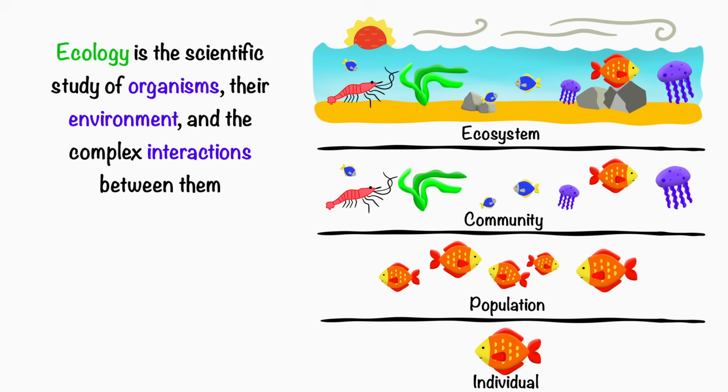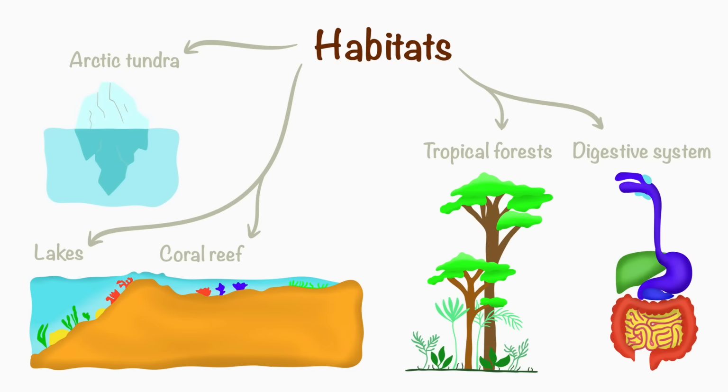Ecology is the scientific study of organisms, their environment, and the complex interactions between them. First, let's understand the precise terminology ecologists use to talk correctly about environmental issues. A habitat is the physical location where an organism lives and obtains all its requirements for survival and reproduction. Examples include tropical forests, coral reefs, Arctic tundra, freshwater lakes, and even the human gut where bacteria thrive.